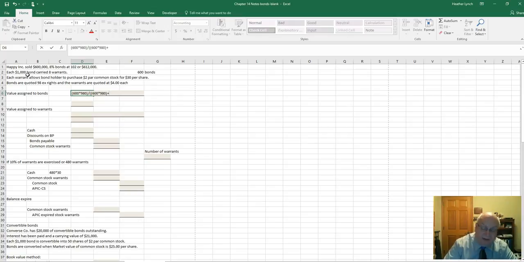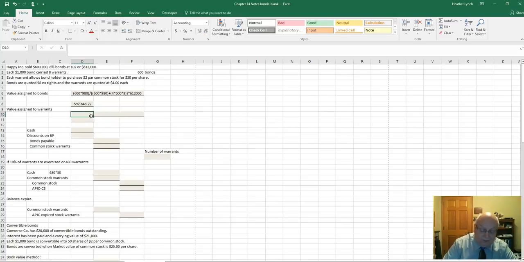Plus the warrants have a $4 value times the 600 bonds that we have times the 8. And we take that times the 612,000 purchase price. Okay? So if we do this, we copy, come down here, paste it, and put an equal sign in there, and it should calculate it for you. So it's 592,648.22.